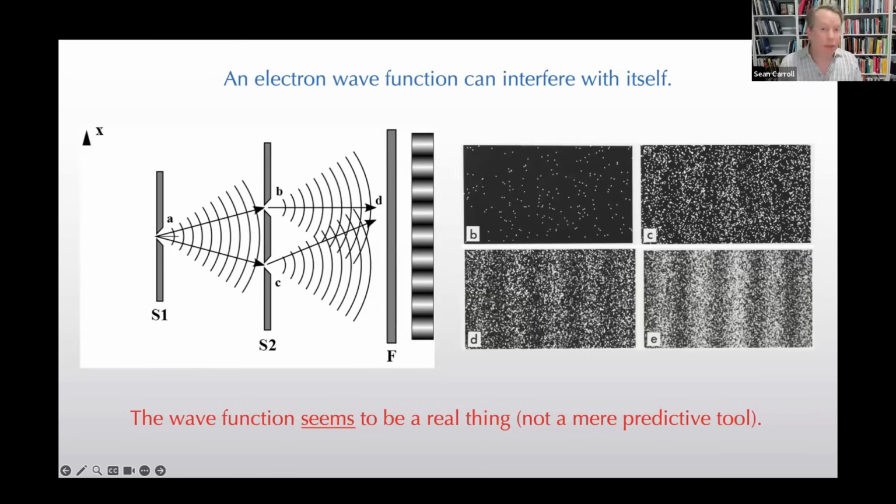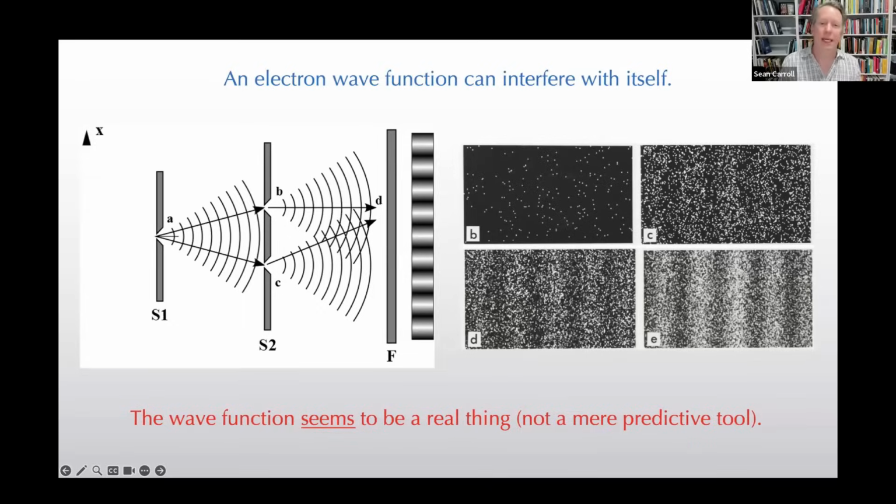So this is very direct evidence that the wave function is a real thing. It can interfere with itself. How could it not interfere with itself if it were just a tool that we used to make predictions? So I'm going to go with the wave function being real.